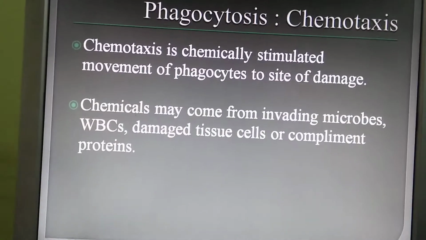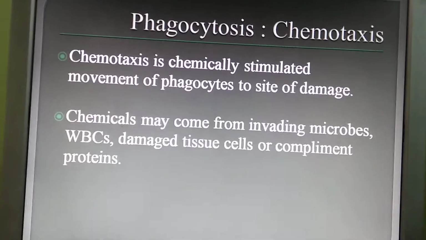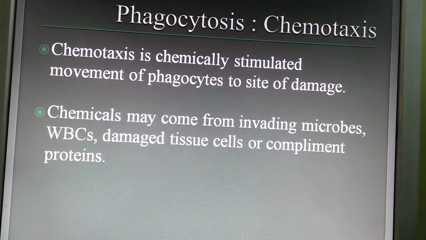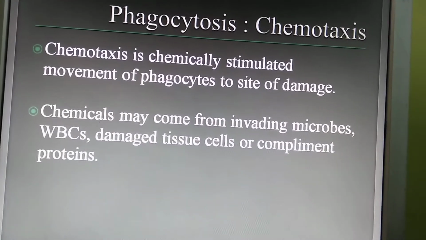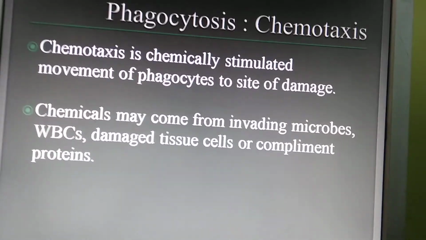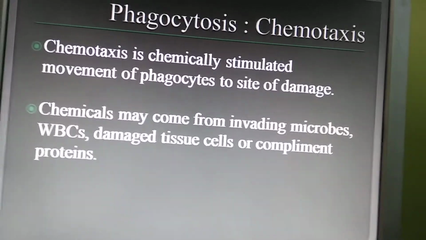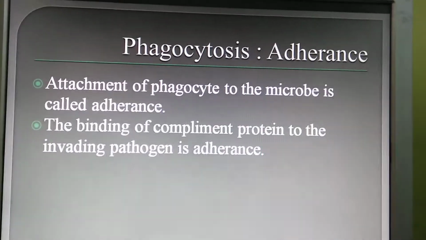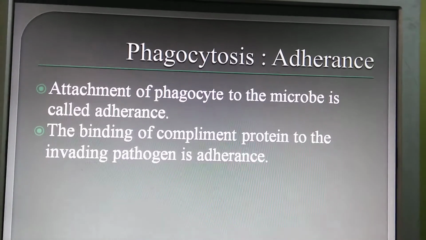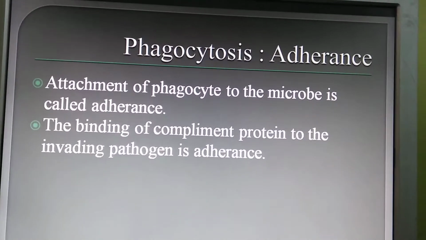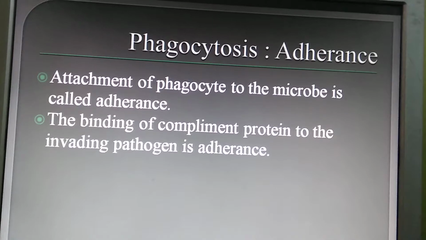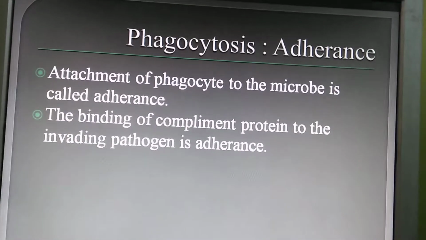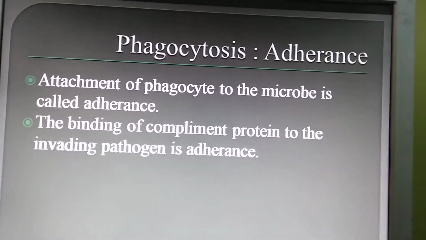First step is chemotaxis. Chemotaxis is chemically stimulated movement of phagocyte to site of damage. Chemicals may come from the invading microbes, WBCs, damaged tissue cells or complement proteins. Attachment of phagocyte to the microbe is called adherence, which is the second step. The binding of complement protein to the invading pathogen is adherence.